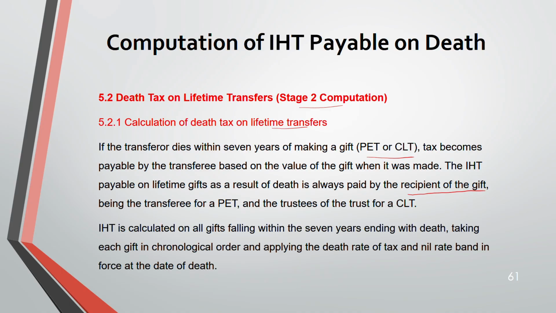Now, IHT is calculated on all gifts falling within 7 years, ending with death, taking each gift in chronological order and applying the death rate of tax and nil rate band. Here also nil rate band applies. So that 7 year accumulation period you have to take. How do you take? You go back from the date of death 7 years back and see what are the gifts you have made.